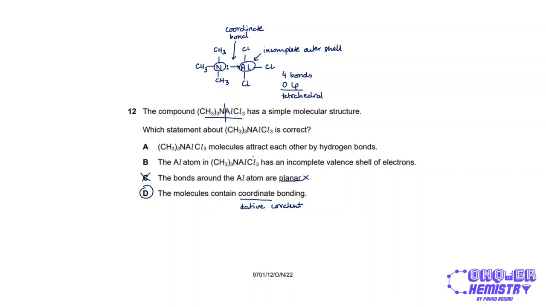Option B, the aluminium atom in this molecule has an incomplete valence shell of electrons. That was the case before the dative covalent bond was formed, but once it is formed, the outer shell is complete. And so option B is incorrect as well. And it says over here that these molecules attract each other by hydrogen bonds. Well, no, they don't. The only highly electronegative atom over here is nitrogen, and it is not directly bonded to any hydrogens. So there is no hydrogen bonding. And so option A is also kicked out. And so that's going to result in option D being correct.